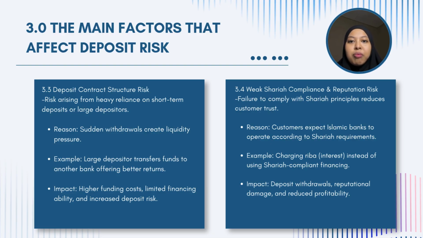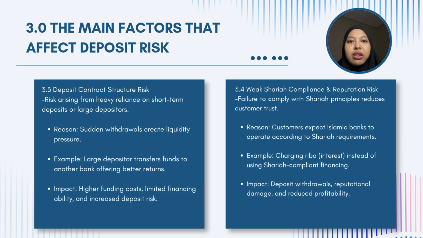Next is 3.4, weak Sharia compliance and reputation risk. This occurs when an Islamic bank fails to comply with Sharia principles, which can affect customer trust and the bank's reputation. This is important because customers expect Islamic banks to operate according to Sharia requirements. When non-compliance occurs, customers may lose confidence in the bank.